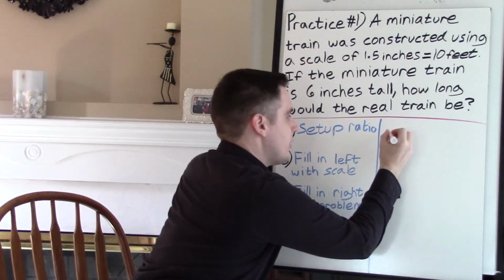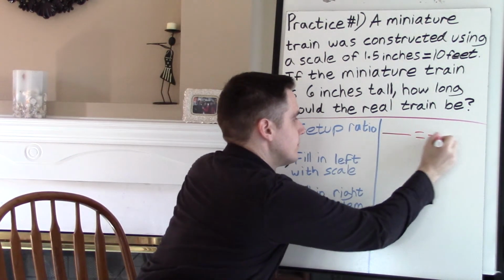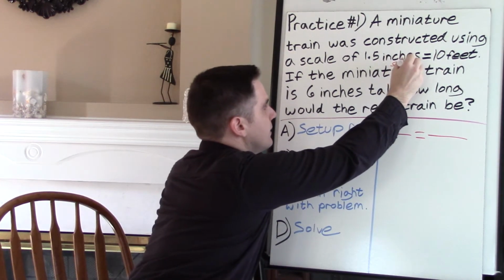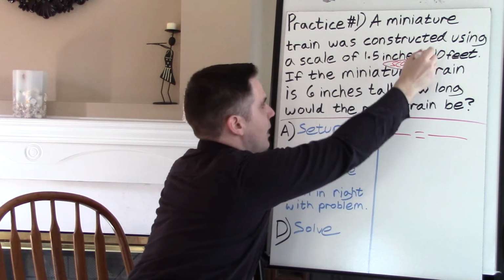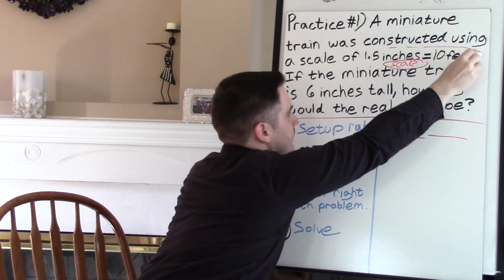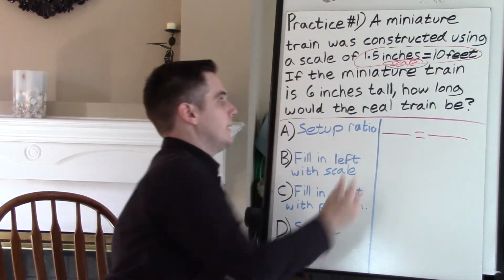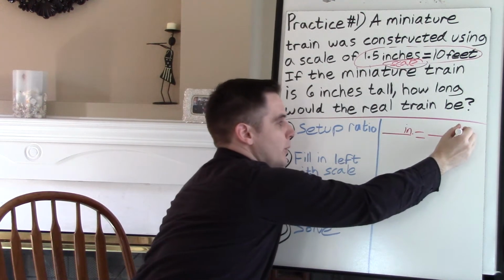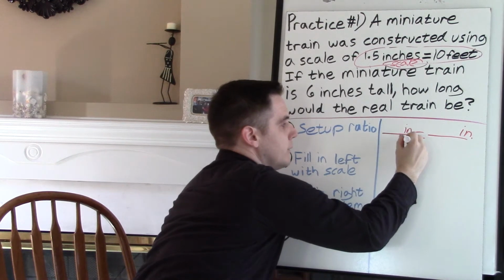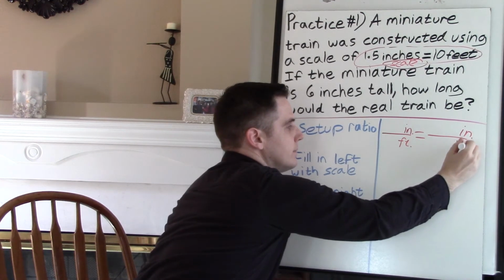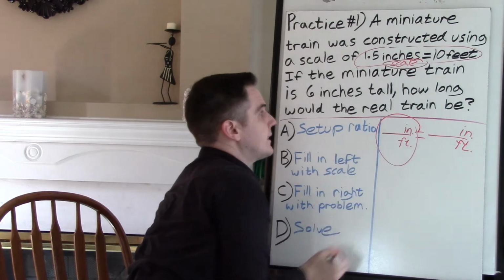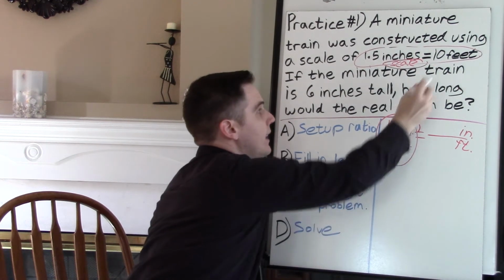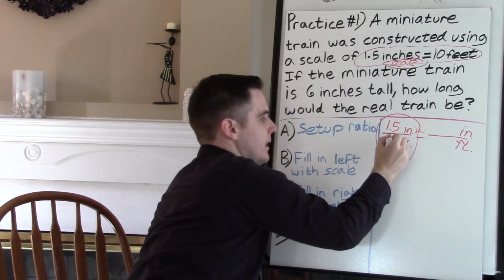So we set up the ratio. And let's see. So this is going to be our scale. And it's easy to pick out because we got 2 numbers with an equal sign in between. So I'm going to put inches on top because that's what I'm in the mood for, and feet on the bottom. Alright, so this is going to be our scale. So 1.5 inches on top, so 1.5 goes here. 10 feet, feet's on bottom, 10 goes here.